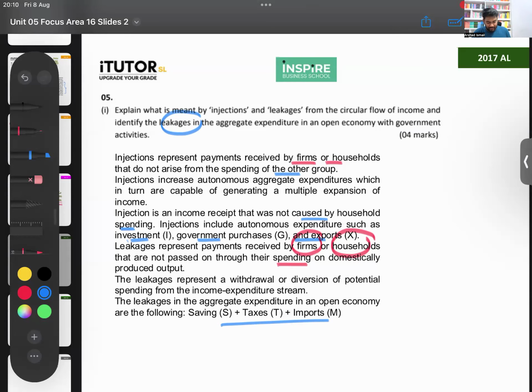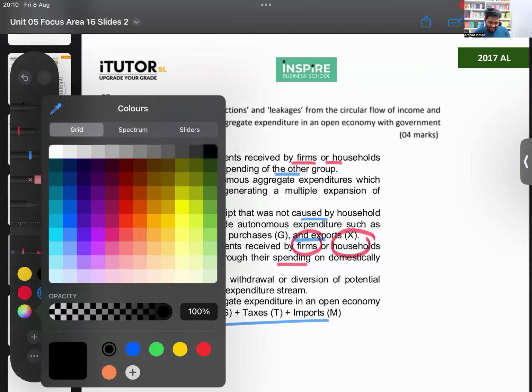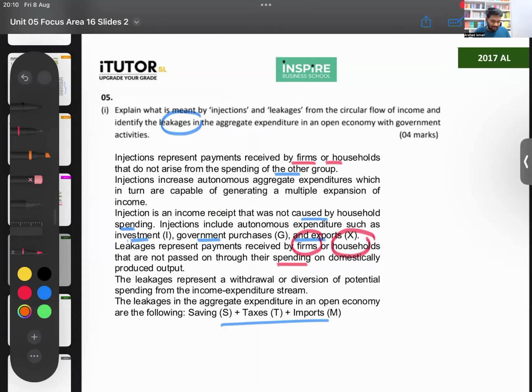Cool. Right. This is the easy part, so I'm not going into basic theory. If you have missed the basic theory, this is not a theory class. So I'm assuming you have learned this. I'm just helping you write the past paper answer.